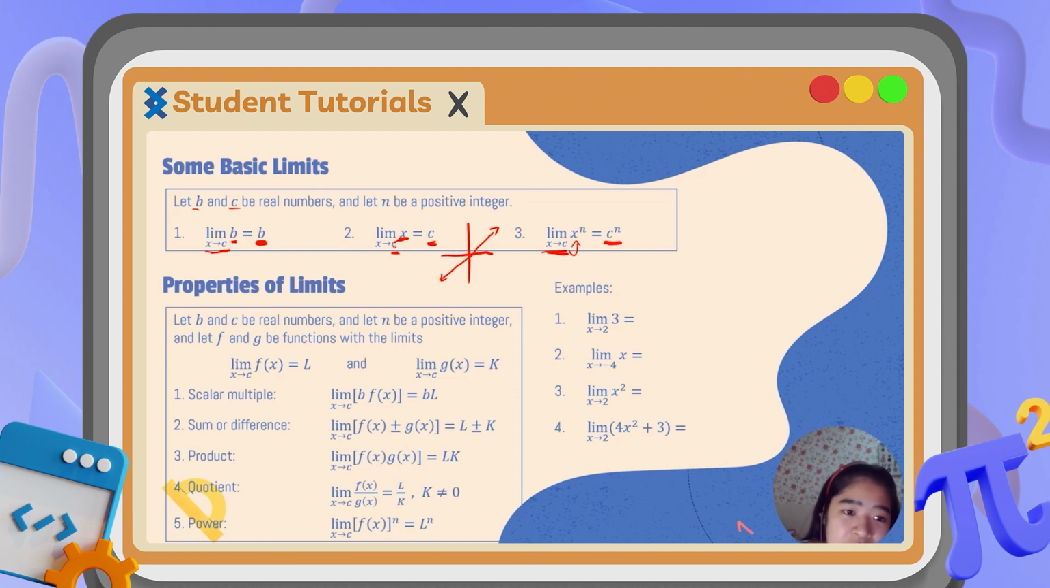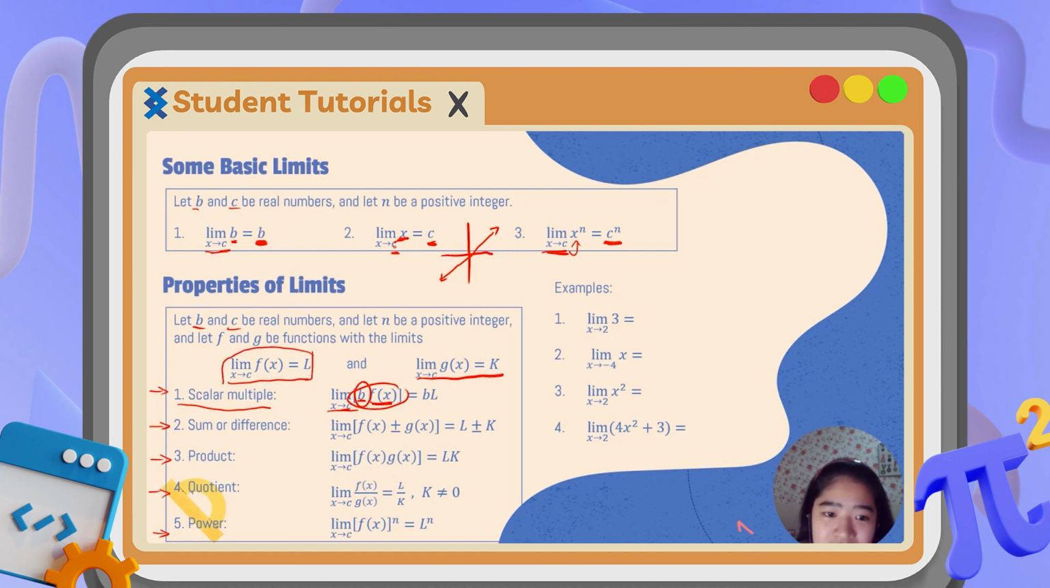And here we have more properties of limits. So we have the scalar multiple, sum or difference, product, quotient, and power. And these are pretty intuitive. It's mostly just following the rules of real numbers. So if you're given this limit and this limit, and you have real numbers b and c, the scalar multiple property says that if you multiply b to the function f of x, the limit of that new function as x approaches c would just be b times L, which is this one.